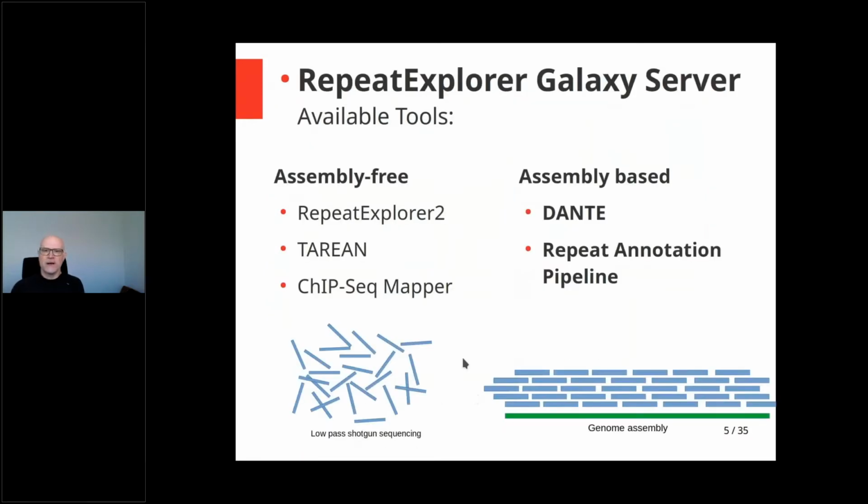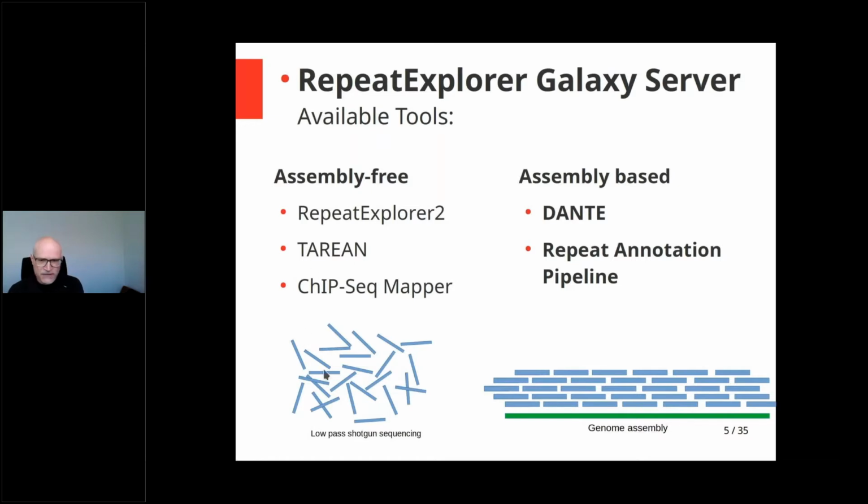Now, on the server, we have some tools. Mostly we were using and promoting these assembly-free tools. So this is the RepeatExplorer tool, and TAREAN and ChIP-seq mapper. All these tools assume that you don't have an assembly and you want to annotate repetitive sequences in your genome of interest. But we have also tools which can be used directly if you already have a genome assembly. So this is the tool DANTE, and then we have the repeat annotation pipeline.